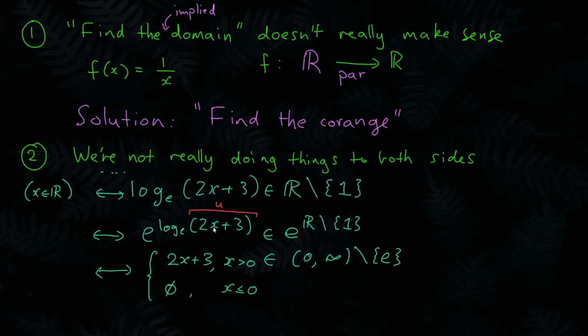because, you know, x is a real number, and therefore 2x+3 is also a real number. And so all we can really do is use the formula e to the power of log to the base e of u equals u if u is positive, and the empty set if u is not positive. And if you're wondering why the empty set features here, basically it's because if u is not positive, then u will not be an element of the corange of log to the base e. More generally, this kind of stuff is explained in the previous video.